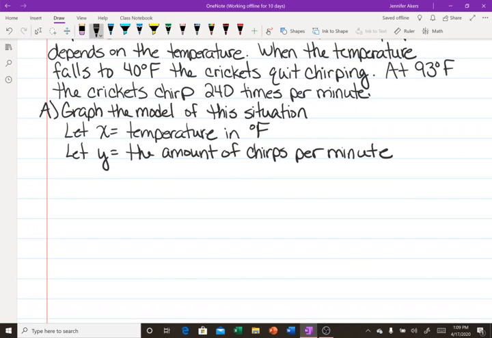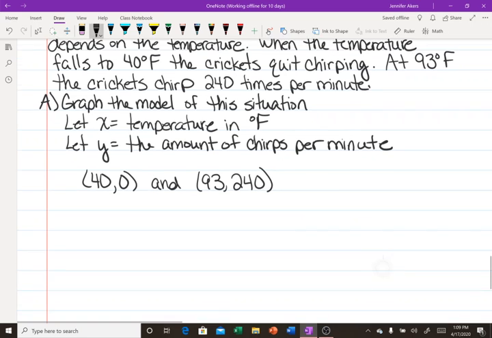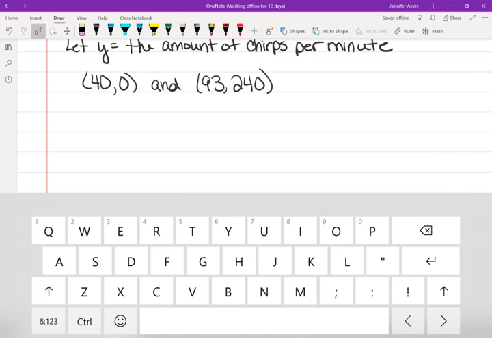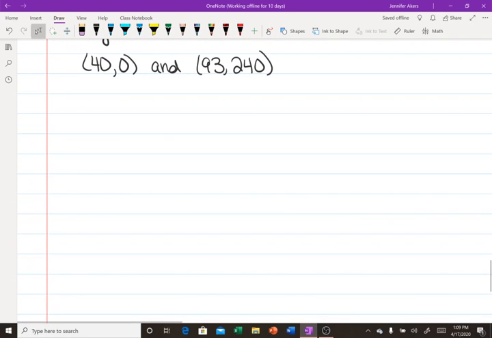So we have two ordered pairs. At 40 degrees Fahrenheit, we have 0 chirps. And at 93 degrees Fahrenheit, we have 240 chirps. So let's look at a coordinate plane of this.